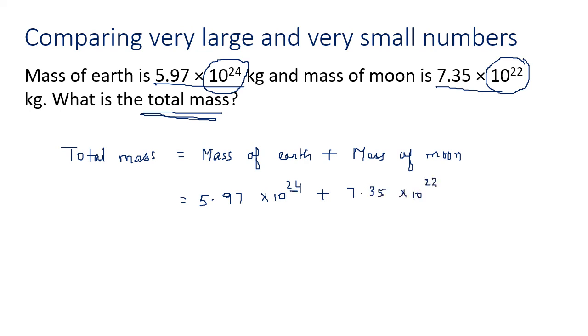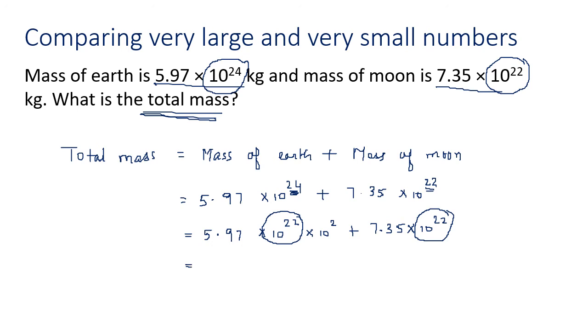Now because the powers are different, the decimal places are at different positions, so we cannot add them directly. So to add the masses, we'll have to first put them into proper decimal places. So I will write 5.97 into 10 raised to 22 into 10 square, so two zeros have split up, 24 is 22 plus 10 square, and this has 7.35 into 10 raised to 22. Now the powers are the same, so they are properly aligned.